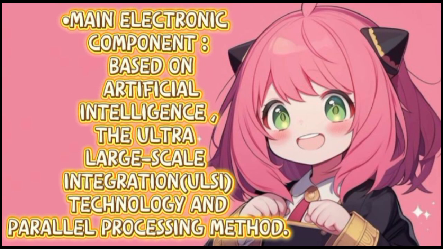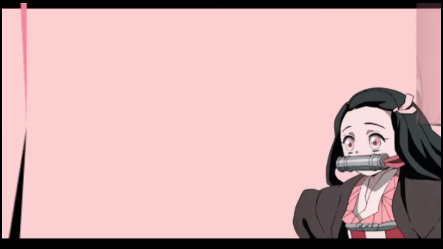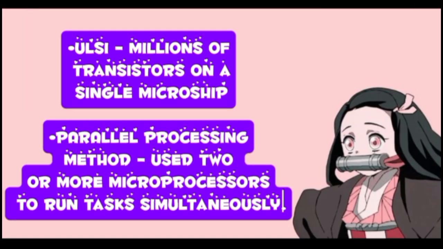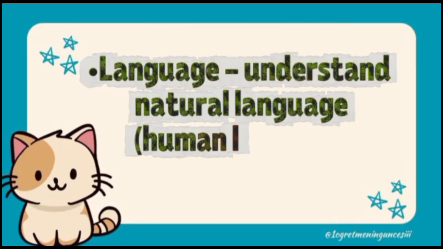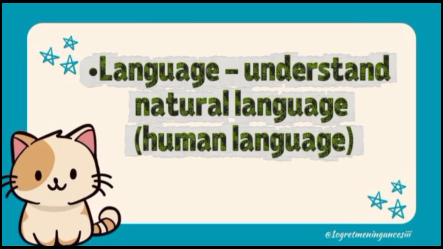Main electronic component: based on artificial intelligence, ultra-large-scale integration technology and the parallel processing method. Millions of transistors on a single microchip. The parallel processing method uses two or more microprocessors to run tasks simultaneously. Language: understand natural language, human language.